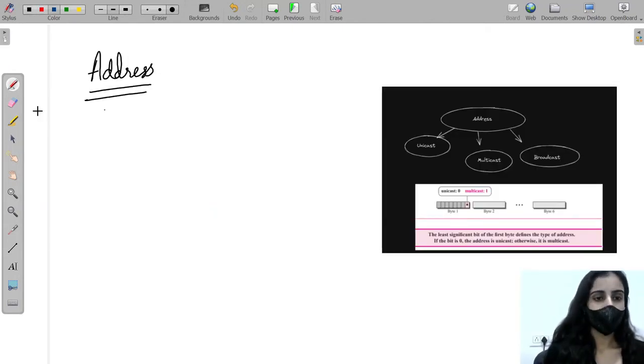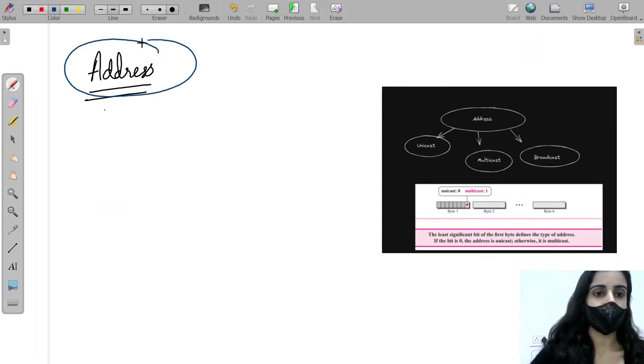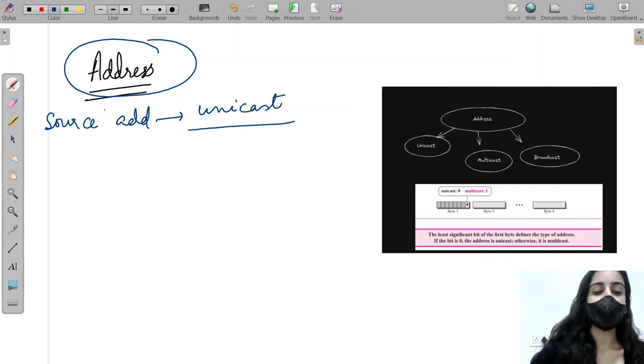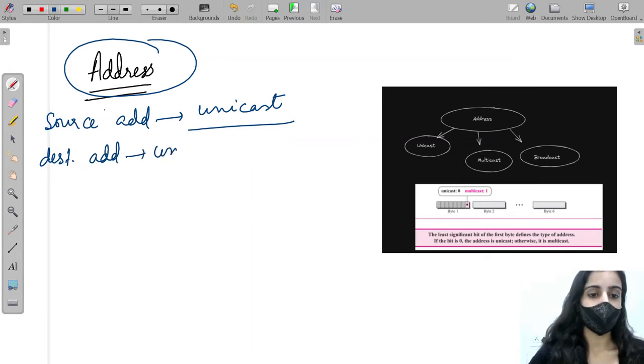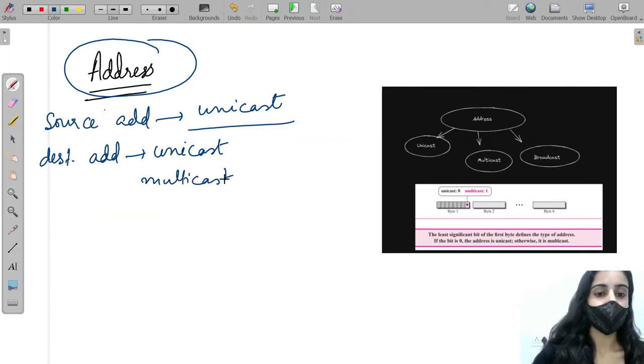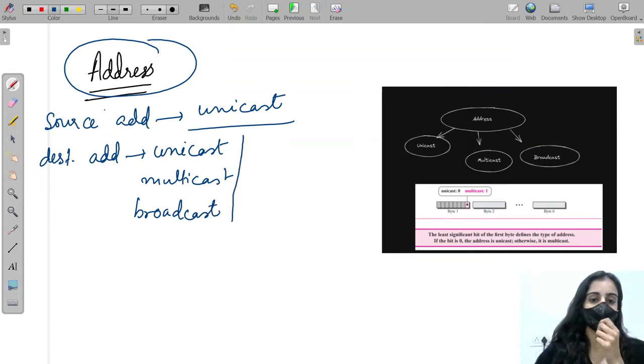So after learning about the addressing and its format, now let us move to the types of addressing. As we all know, the source address can only be unicast, which means that the packet can only come from one source. It can't come from multiple sources. But the destination address can be of different types, that is unicast, multicast and broadcast. So we will learn about these three things.